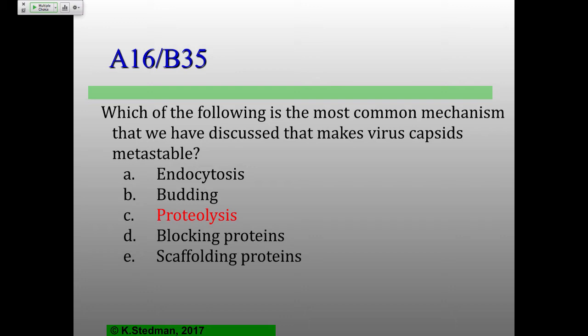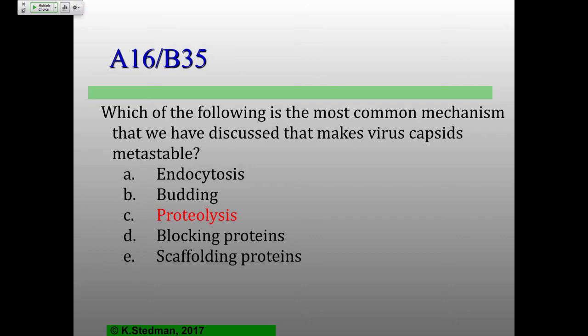Many, not all of them, but many of the cases where you have the problem, which is outside the cell, the virion has to be stable, but it still has to be able to release its genome. This is the whole idea of metastability, stable under some conditions, not stable under other conditions. And for the vast majority of the viruses we've talked about so far, and actually for the rest of the term we'll talk about, it's proteolysis which really does that.